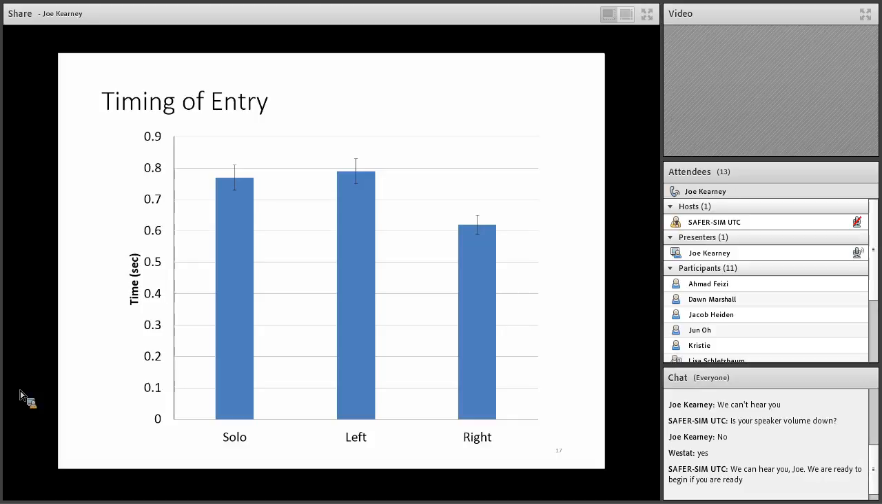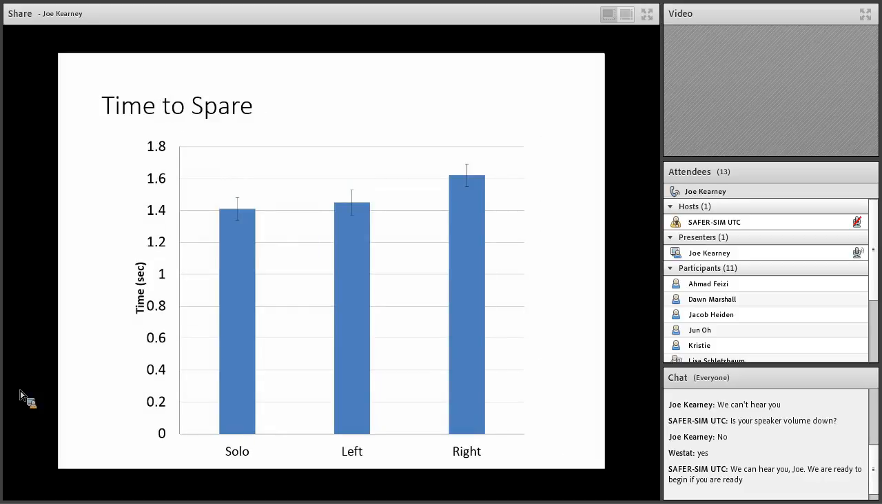That occurs because if the pair members on the left and the right enter the roadway at pretty much the same time, necessarily you're going to end up with kids on the right side having a tighter timing of entry behind the lead vehicle than the kids on the left side.